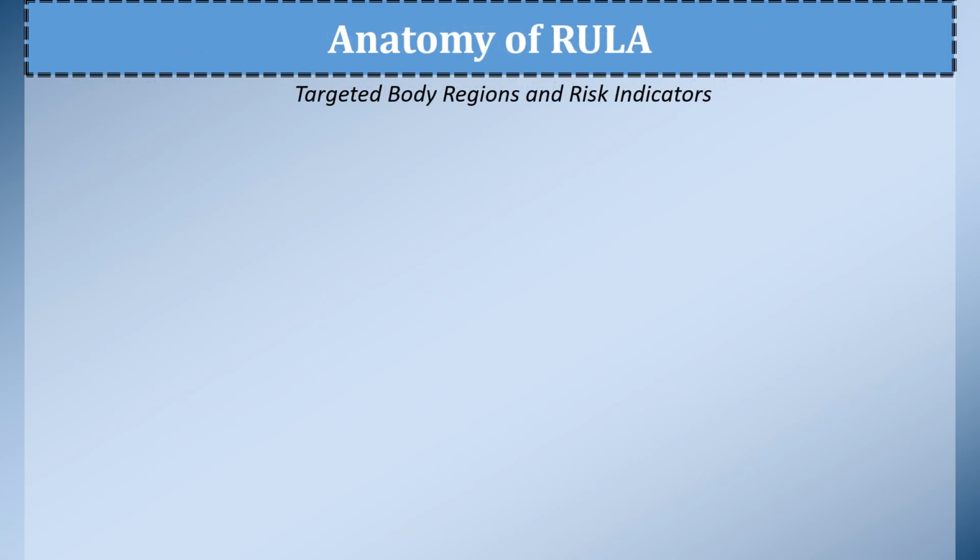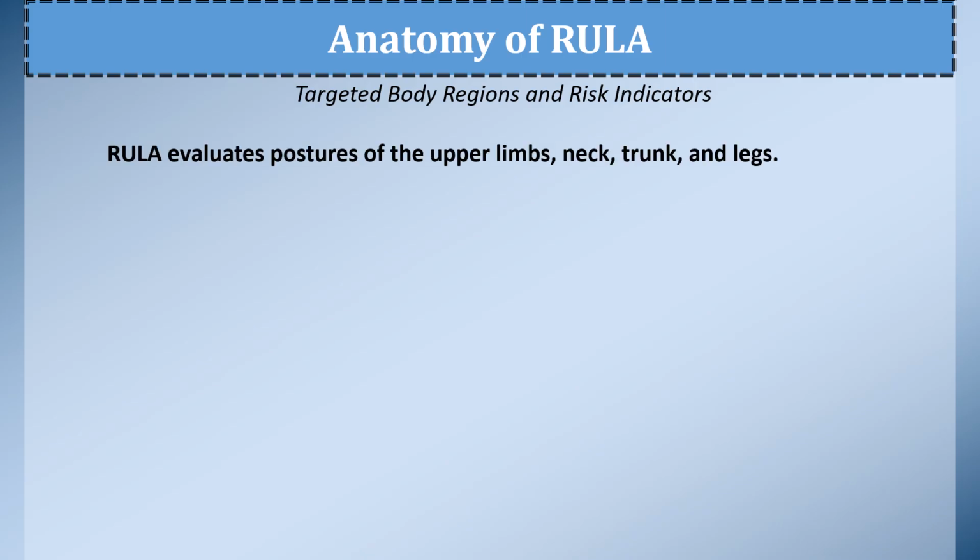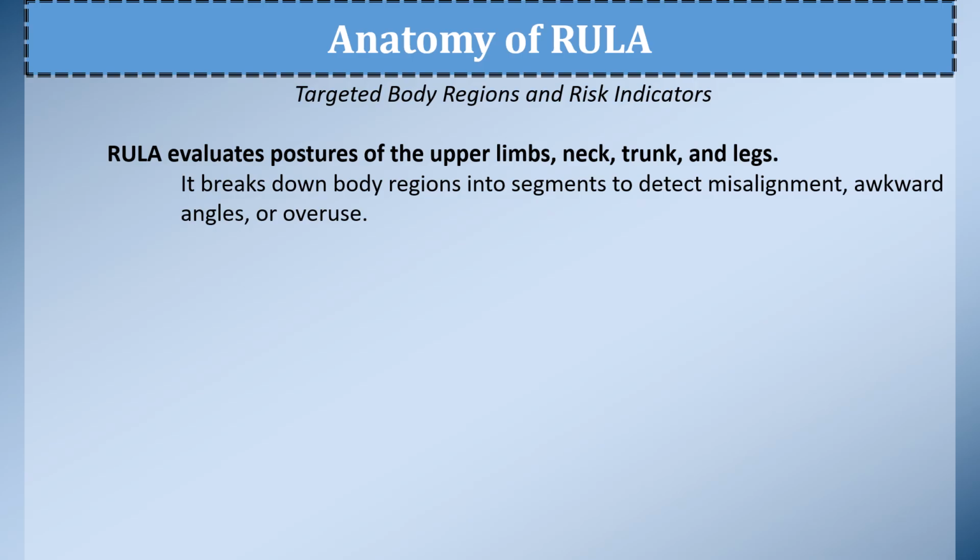Anatomy of ROLA, targeting body regions and risk indicators. ROLA evaluates posture of the upper limb, neck, trunk, and legs. ROLA focuses primarily on the parts of the body most vulnerable to repetitive strain: the shoulders, elbows, wrist, neck, trunk, and legs. It analyzes these regions in pairs to give a clearer picture of how the body is positioned during a task.